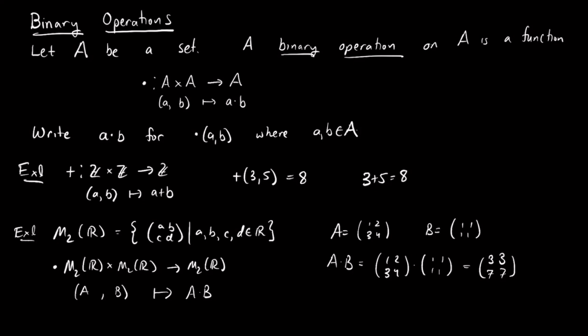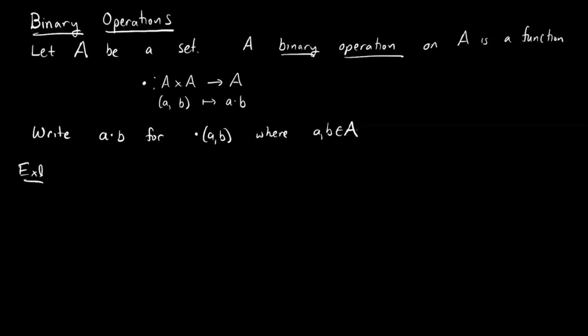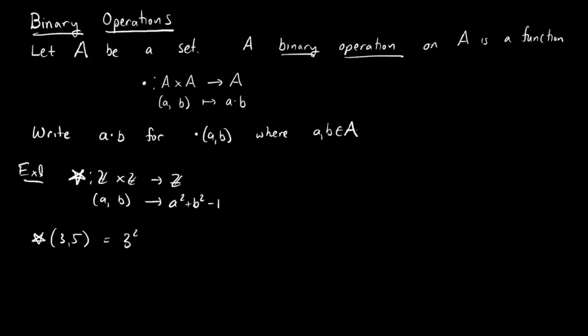Okay, so these are two examples of binary operations. We can of course define all sorts of binary operations. We can define, for example, I'll call this operation star from Z cross Z to Z. The way I'll define this operation is I'll say it takes a pair A comma B and it gives back A squared plus B squared minus 1. So for example, the star of 3 comma 5 is going to be 3 squared plus 5 squared minus 1, which is going to be 33. So in this case, we would just say 3 star 5 is equal to 33.